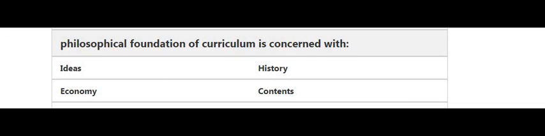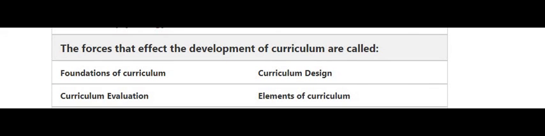Philosophical foundation of curriculum is concerned with ideas, history, economy, contents. The correct answer is ideas. The forces that affect the development of curriculum are called foundations of curriculum, curriculum design, curriculum evaluation, elements of curriculum. The correct answer is foundations of curriculum.